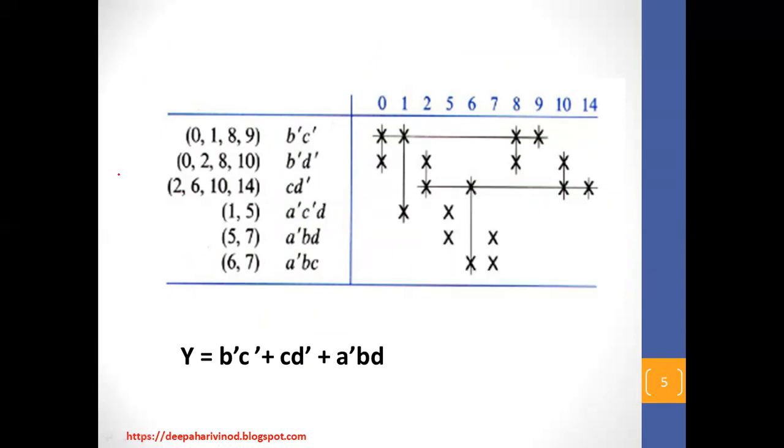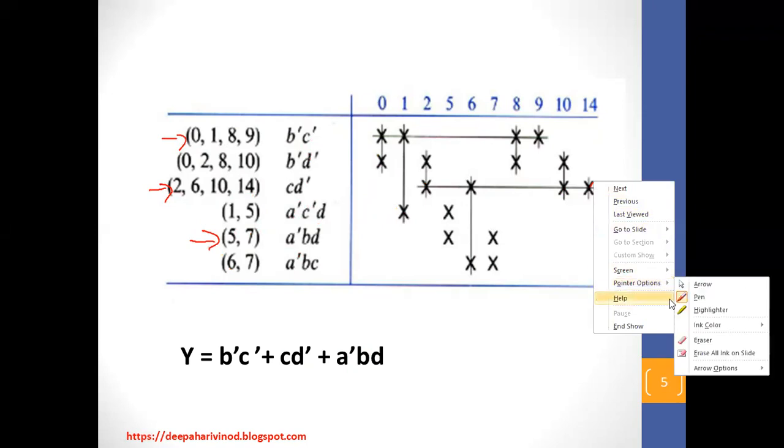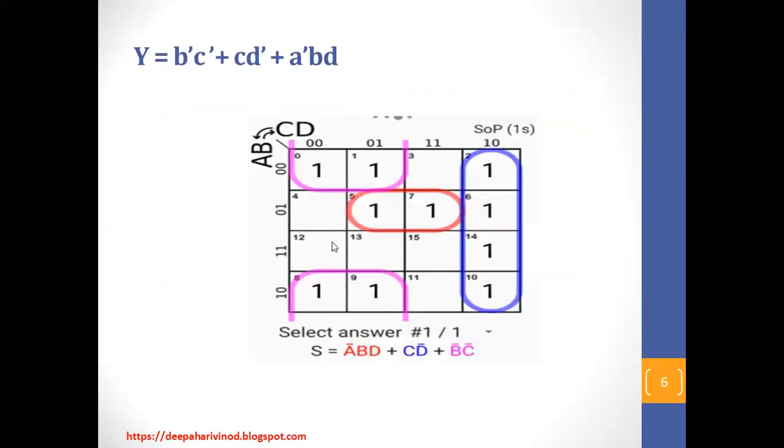The same thing is again discussed over here. That is B bar C bar, C bar D bar, A bar B D. That is this one. So here they have marked it, showing in which way it covers, and so we got the simplified form. Once we get the simplified form, that will be the final answer we obtain after comparing from our prime implicant chart.